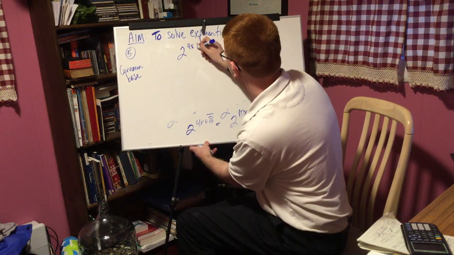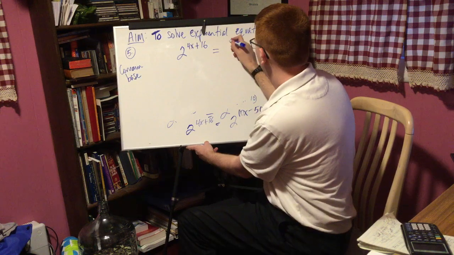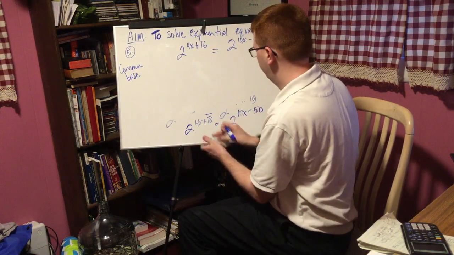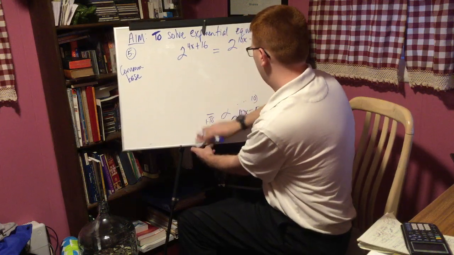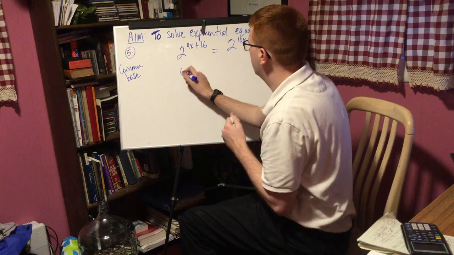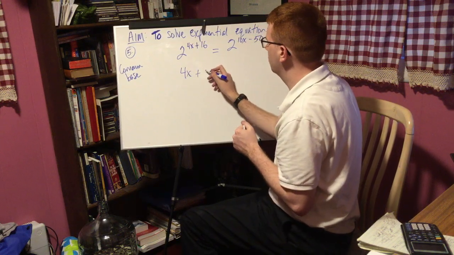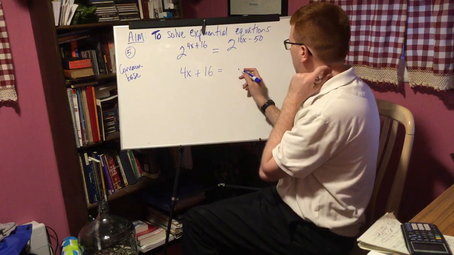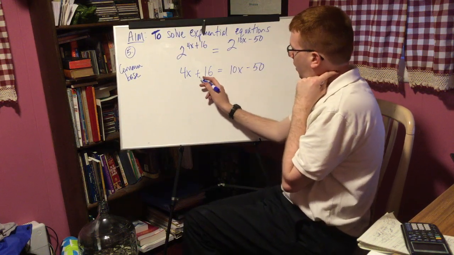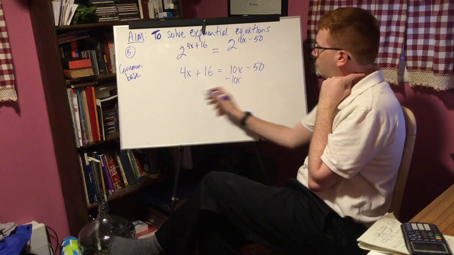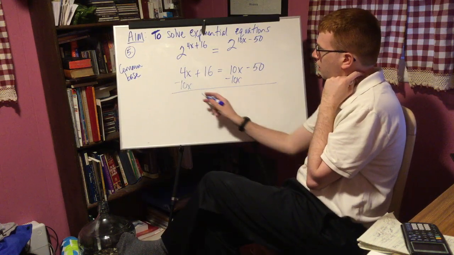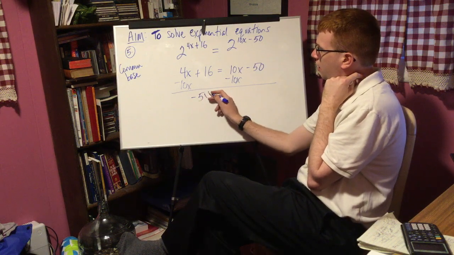I'll rewrite this up here so I get more space. Again, we have the same base of 2, so the bases can be dropped, and then the superscripts or the exponents, the powers, can be set into a linear equation. And we're going to subtract 10x from both sides in order to move all the variable terms to the left side. This is going to come out to be negative 5x.